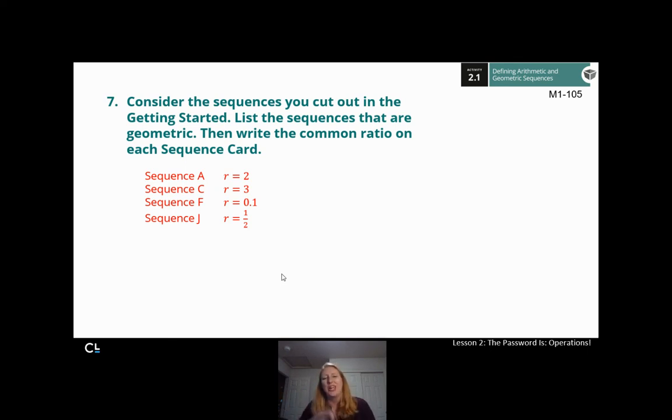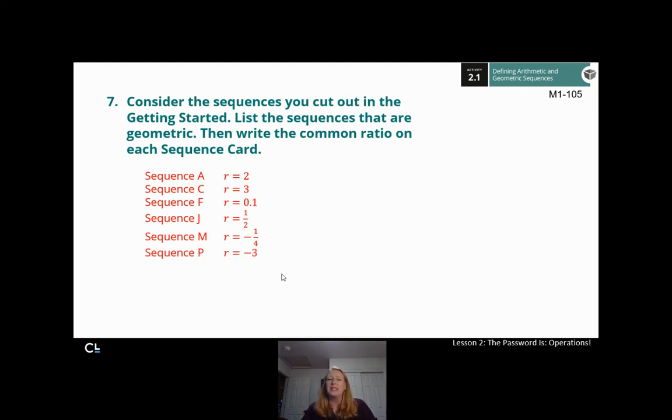So for sequence J, it was geometric and R equals 1/2. I found one more, there's actually two more. I found another one in sequence M. Sequence M was tricky, but we did finally figure out that it was getting multiplied by -1/4. Maybe you thought of it as dividing by -4. That's okay. It just means R equals -1/4.